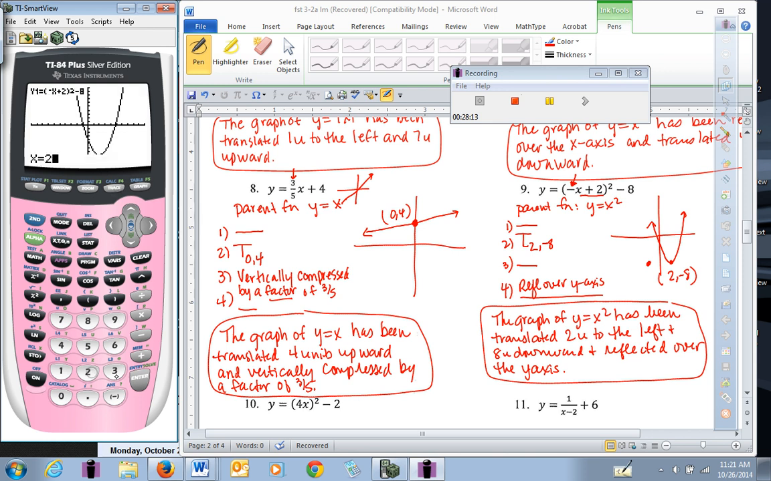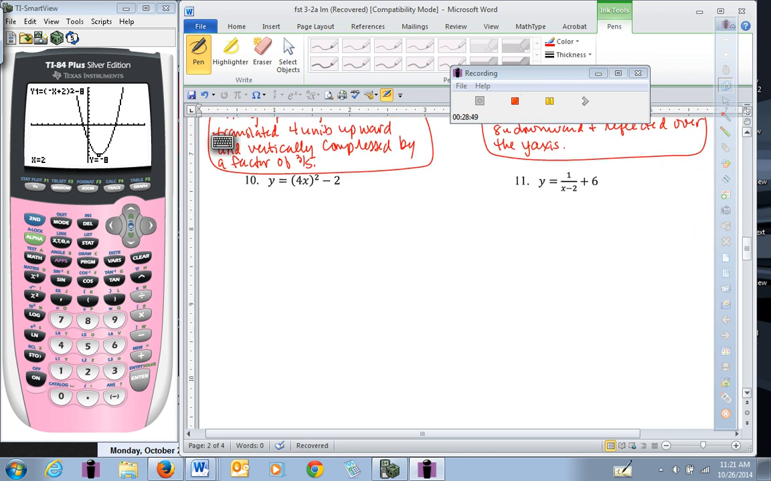Let's see where the vertex is. Is it at 2, -8? And it is, isn't it? So we had to do this translation first, though, and find this point, because this was telling us go 2 to the left, and this was telling us go down 8. And then we used reflection to get us over here to positive 2, -8.